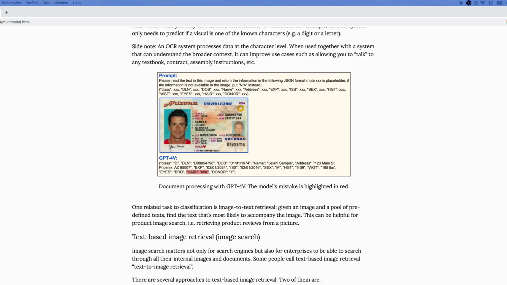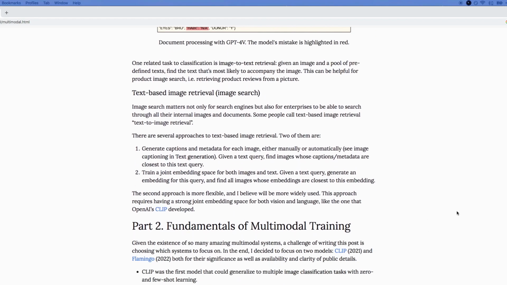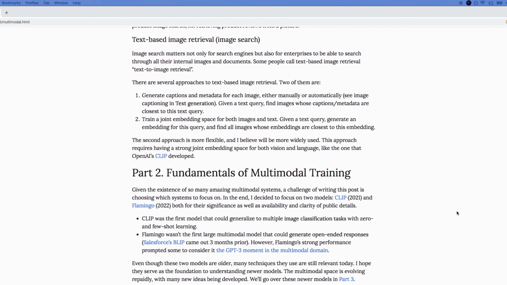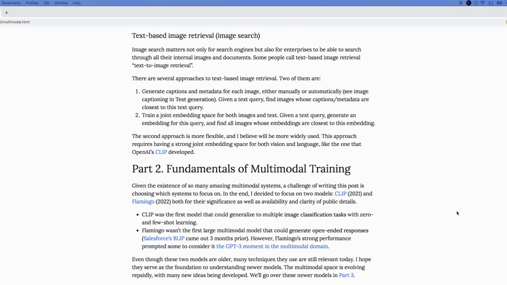A related task to classification is image-to-text retrieval. Given an image and a pool of predefined texts, find the text that's most likely to accompany the image. This can be helpful for product image search, i.e. retrieving product reviews from a picture. Text-based image retrieval, image search. Image search matters not only for search engines but also for enterprises to be able to search through all their internal images and documents. Some people call text-based image retrieval text-to-image retrieval.